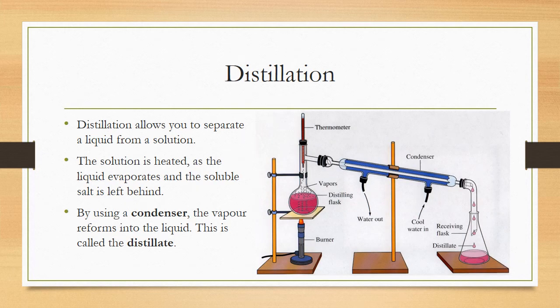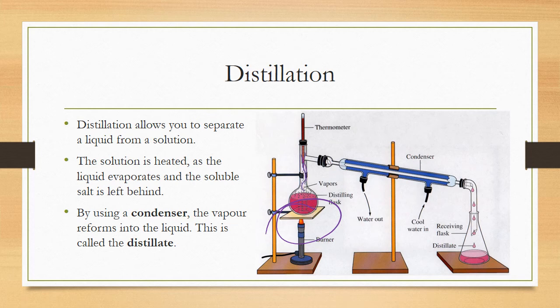Then we also have distillation, and there's two types of distillation: simple distillation and fractional distillation. We'll look at simple distillation first. So distillation allows you to separate a liquid from a solution. The solution is heated, and as the liquid evaporates, so it's going to be heated over here. As it evaporates, obviously vapors are going to form.